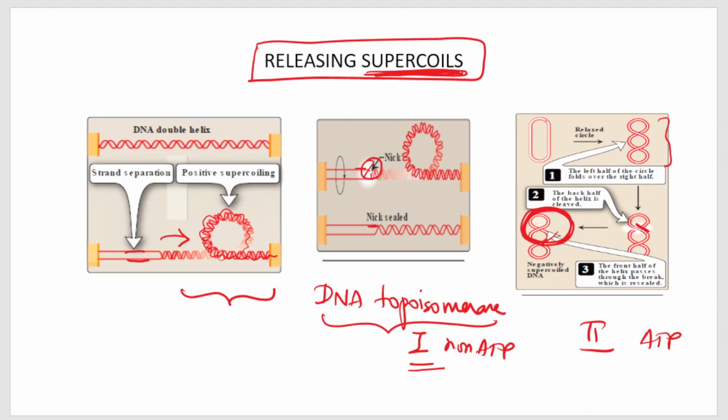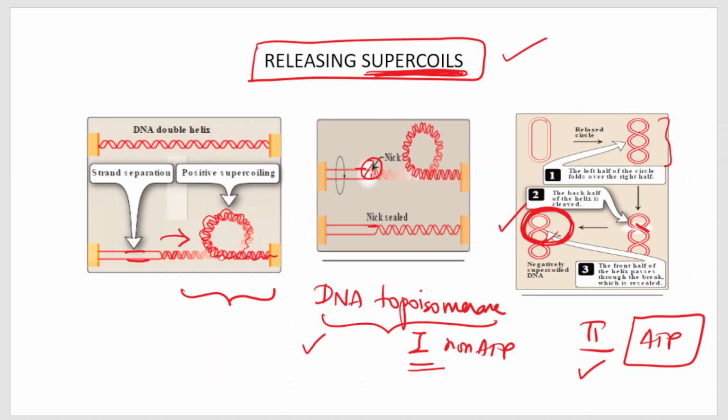So what does this do? It is able to create a negative supercoil in the circular DNA using energy, of course from the hydrolysis of ATP, right? This facilitates the replication of DNA because the negative supercoils will neutralize the positive supercoils which will be introduced while unwinding the double helix. So these are the actions of DNA topoisomerase 1 and 2 in releasing the supercoils.